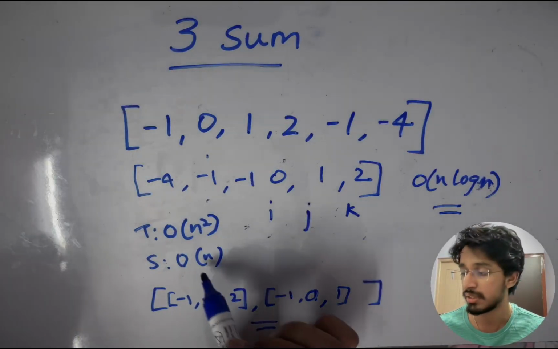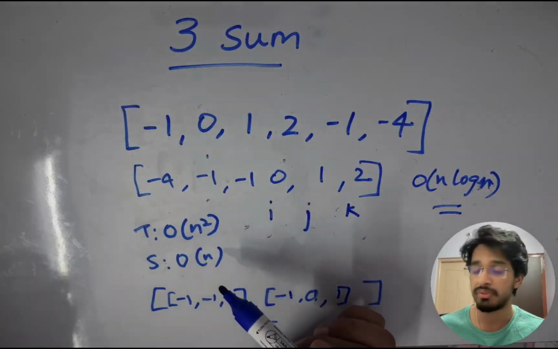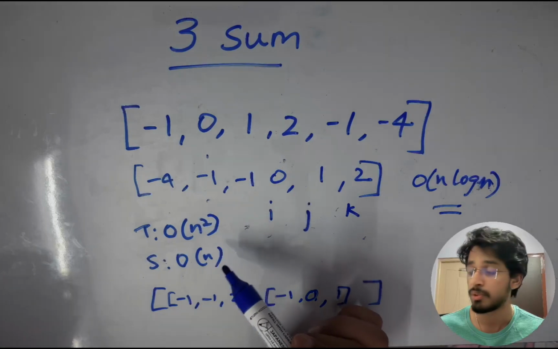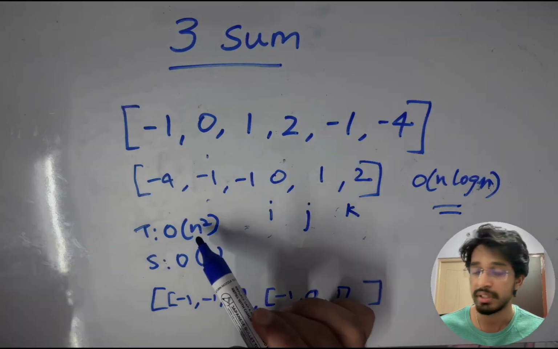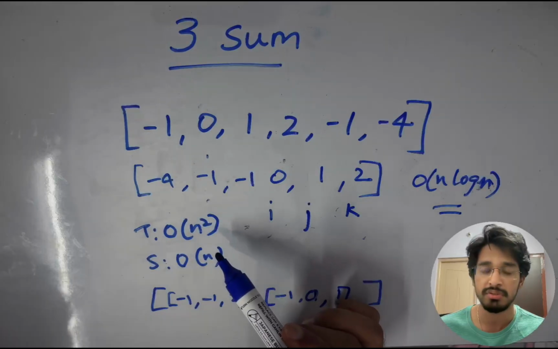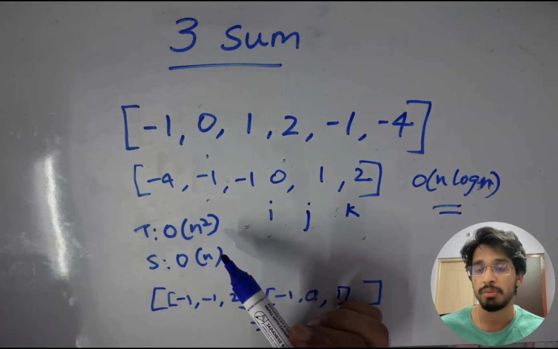So the worst case is O of n, and the best thing is we have reduced the time complexity, which we saw in the brute force way of O of n cube, to just O of n square. Okay, so that's the big performance shift. So this is the problem on three sum.